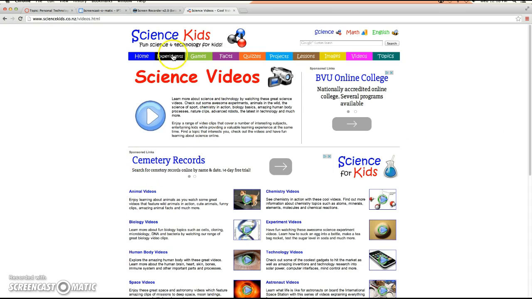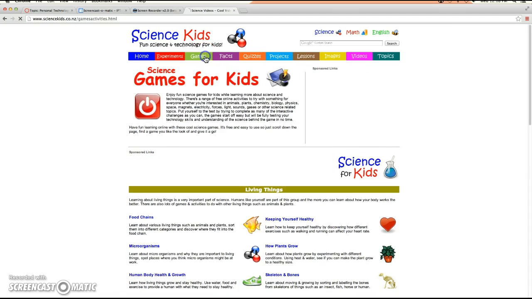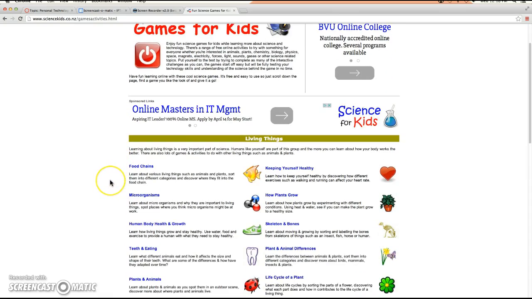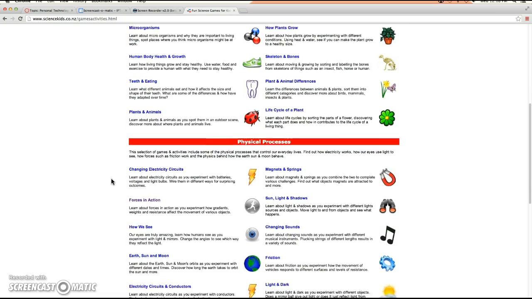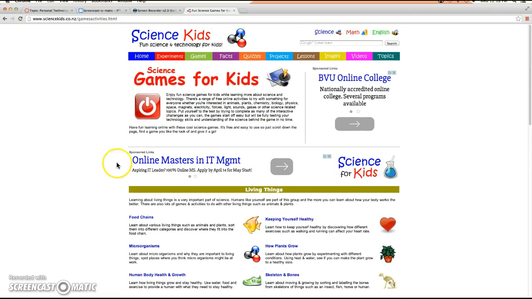The resources that I think are important for students are the ones right over here. There's experiments that they can do at home. There's games, and again, the organization is all based on topic. It's really easy to find things this way. There are facts and quizzes and projects that they can work on.